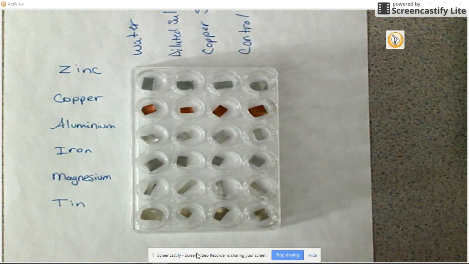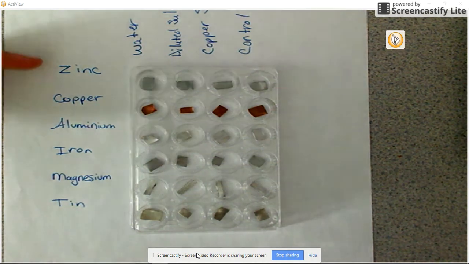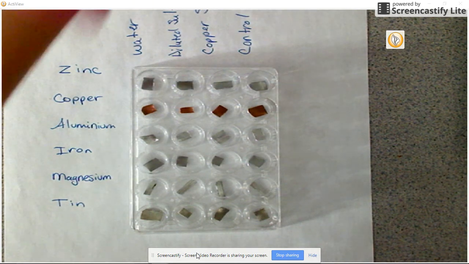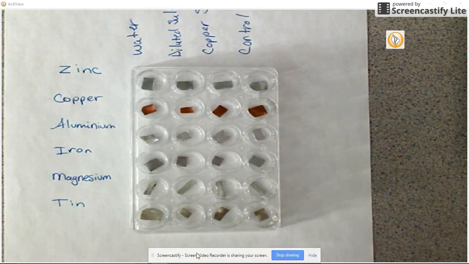Okay, so what we're going to be doing today is testing the reactivity of these metals with water, diluted sulfuric acid, copper sulfate, and then this column right here is going to be the control, and we're not going to add anything to it. Now remember, a chemical reaction occurs if there's a release of gas, a color change, an odor change, or a precipitate is created.